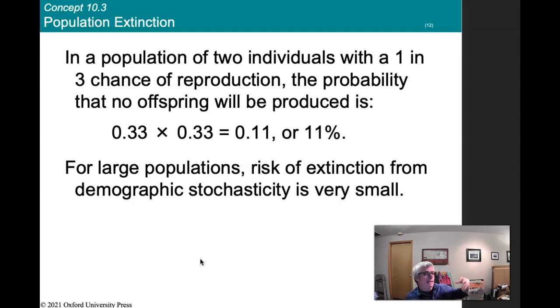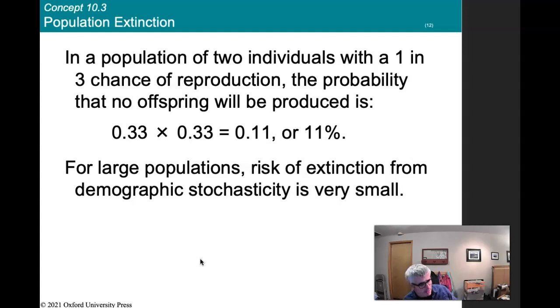For a large population size, the risk of extinction from demographic stochasticity is very small because as you scale that up, if you have 10,000 individuals, the probability of 2 of them or a few of them not having offspring is kind of washed out. But if you only have 5 or 10 and due to stochastic chance, 80% of those don't have young, your population is going to decrease. It's not likely, but it's more likely if there's fewer individuals.